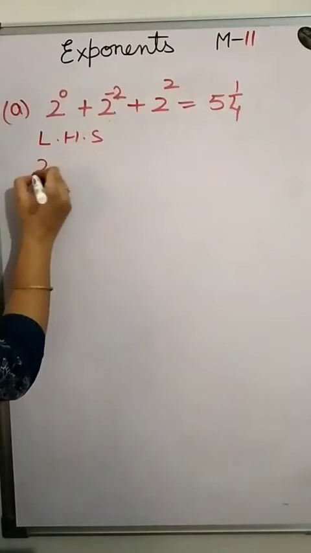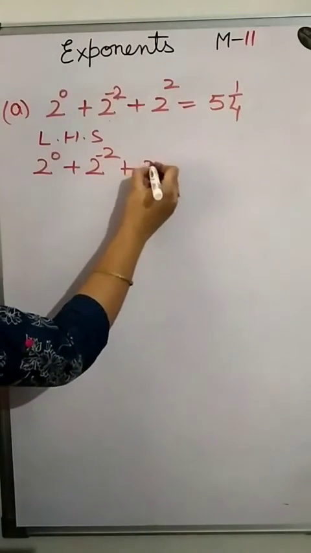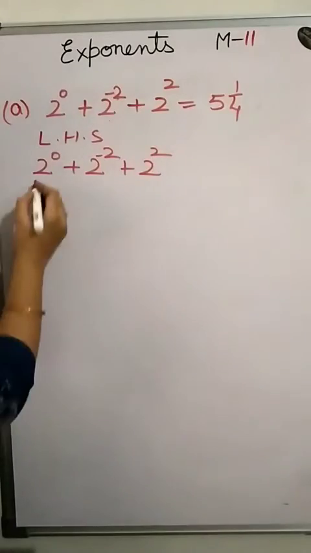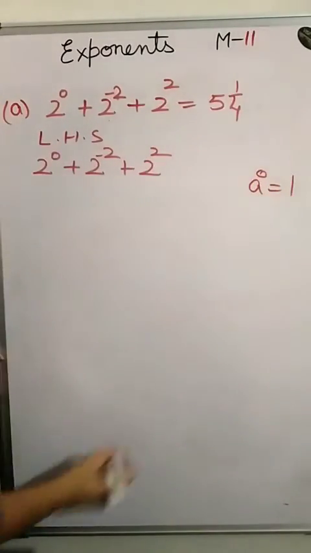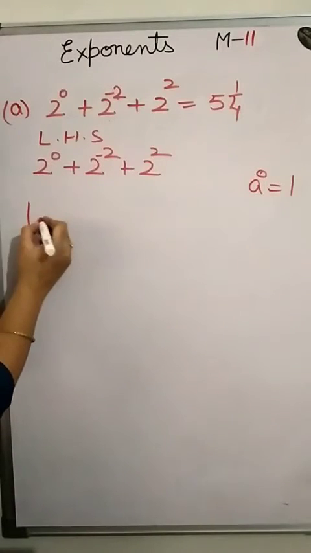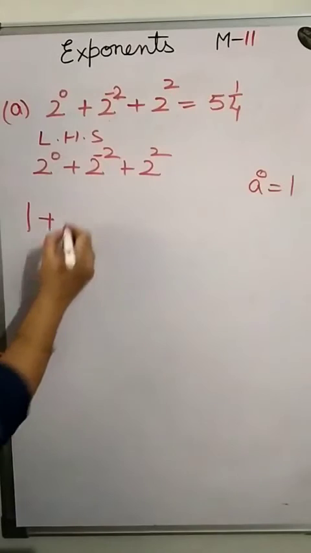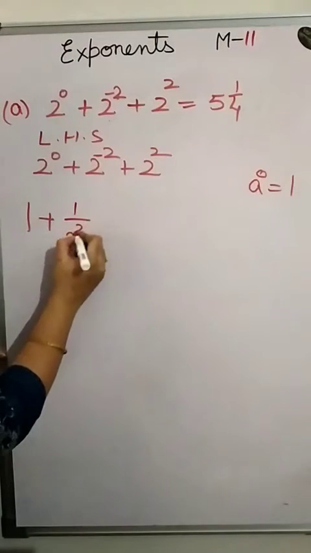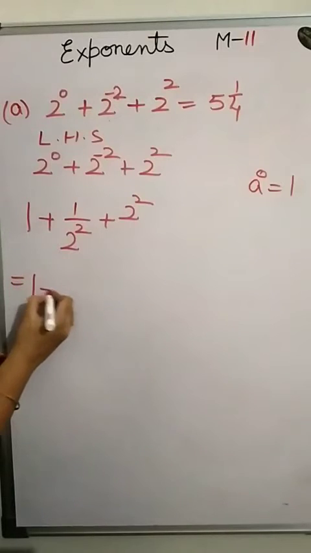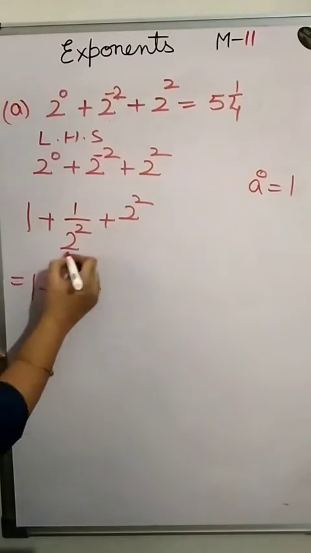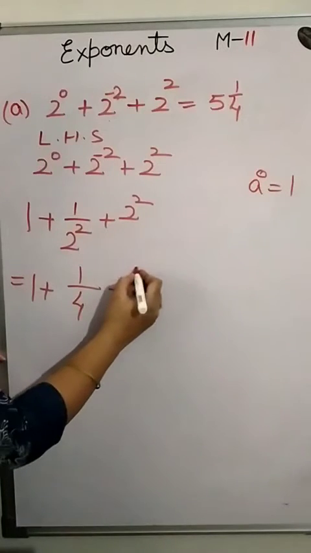Left hand side is 2 to the power 0 plus 2 to the power minus 2 plus 2 to the power 2. Then if any number is having power 0, then it is equivalent to 1. So this we can write 1 plus, because the power is negative, so what we do? We reciprocal the number and it becomes 2 square and it is 2. Now 2 square means 4 and this also 4.